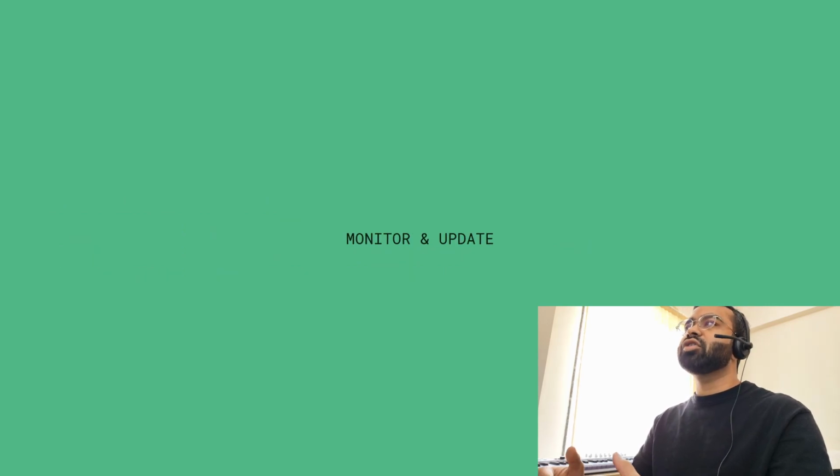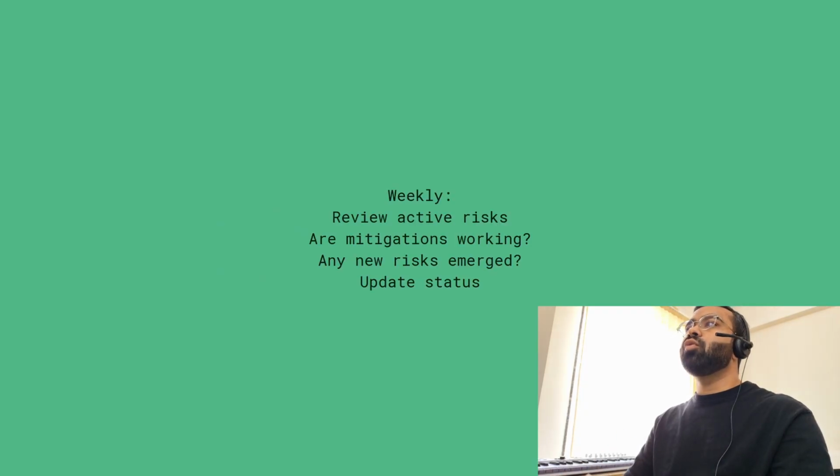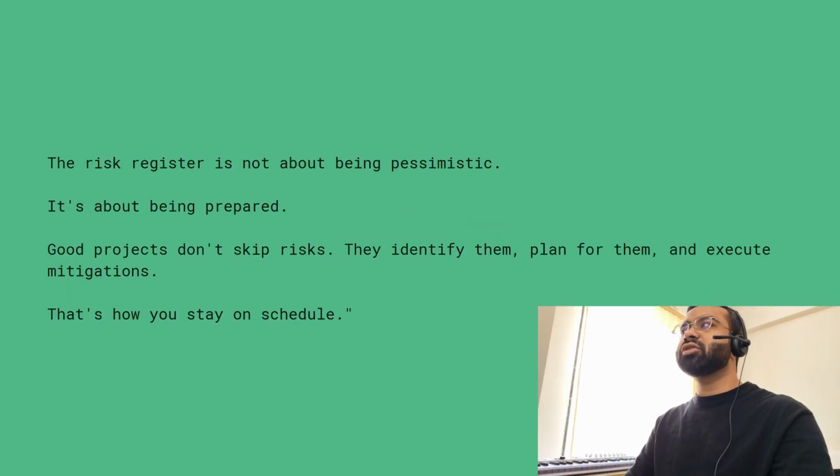Step 5 is monitor and update. The risk register is not static, it evolves. Weekly, review active risks: are mitigations working, has any new risk emerged, update status. The risk register is not about being pessimistic, it's about being prepared. Good projects don't skip risks. They identify them, plan for them, and execute mitigations. That's how you stay on schedule.